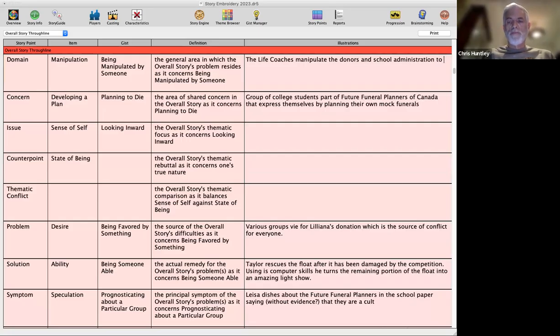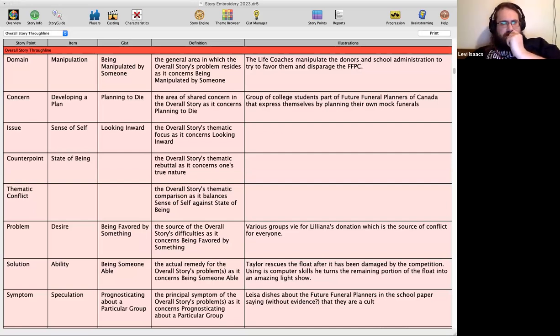To try to favor them and disparage the FFPC. Something like that? Yeah.